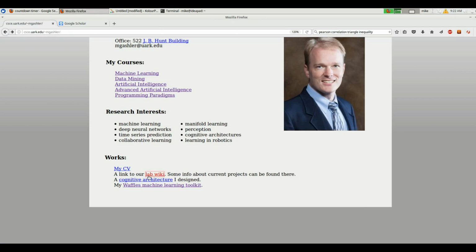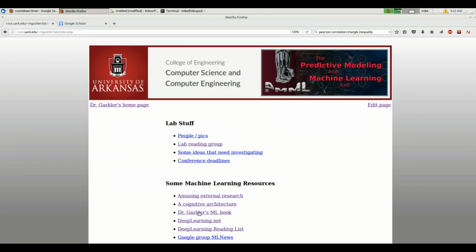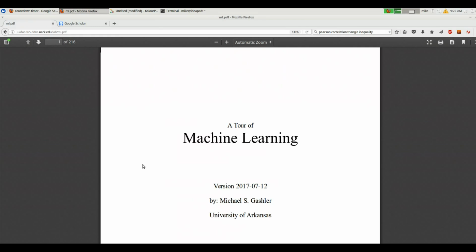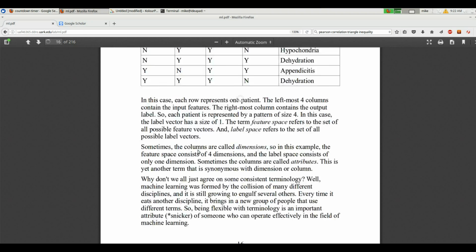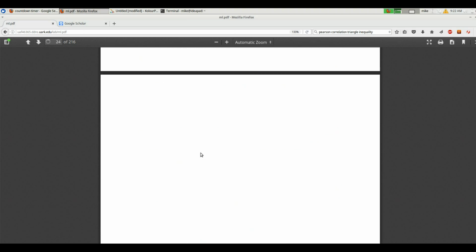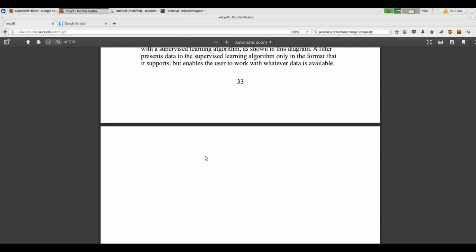Darn it, I closed that book. Let's see if that can open again. Remember those pictures I was showing you about how the state space is somewhat discontinuous? I was hoping I'd just recognize them.